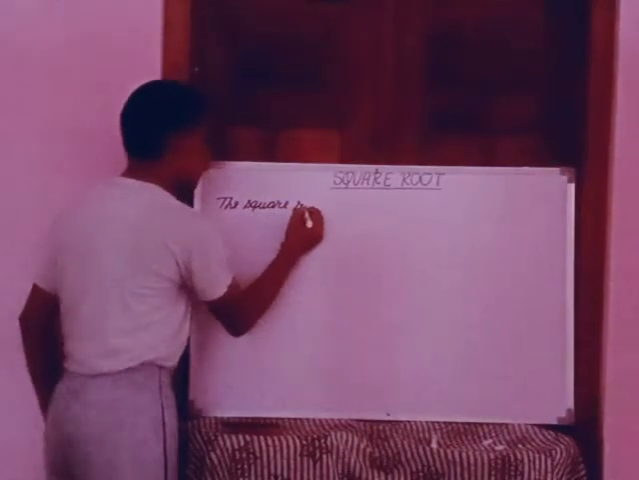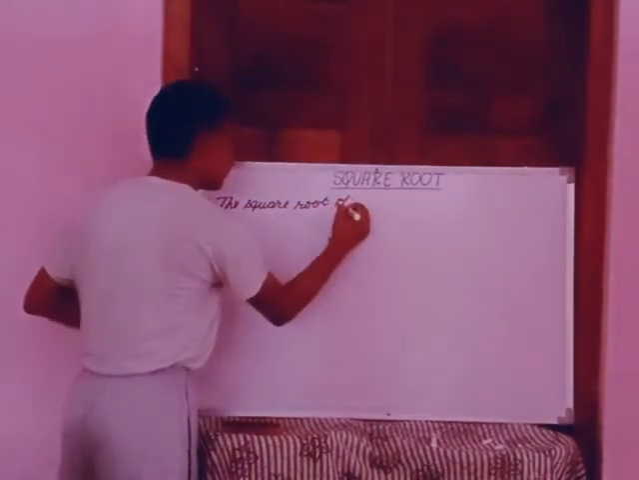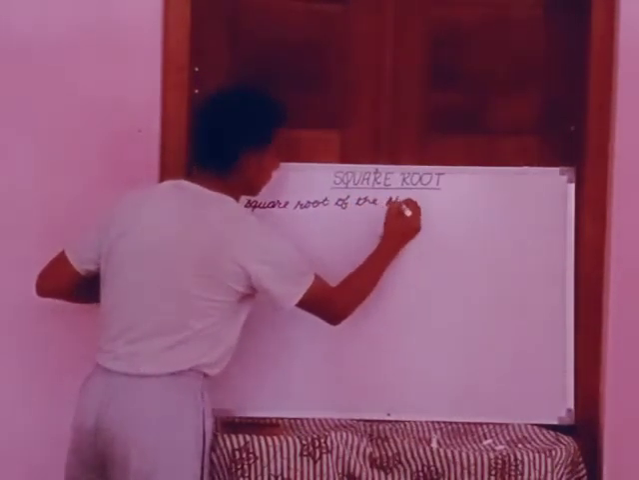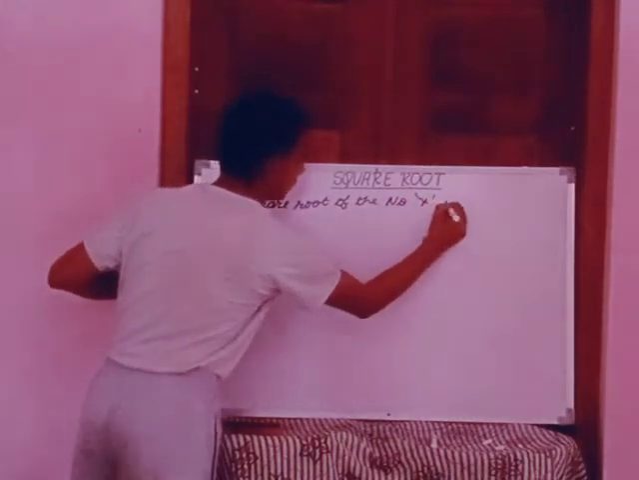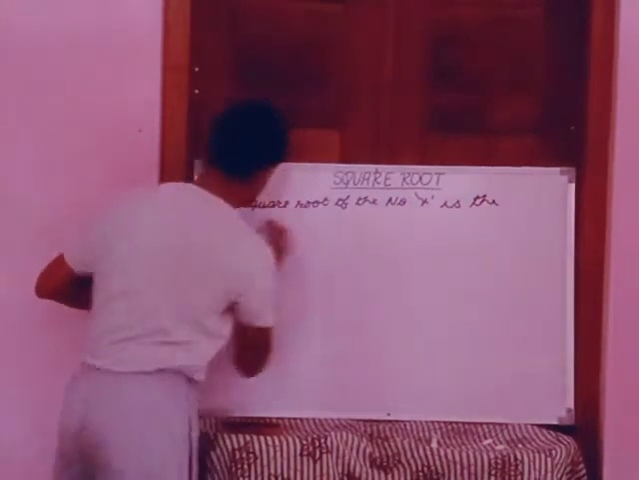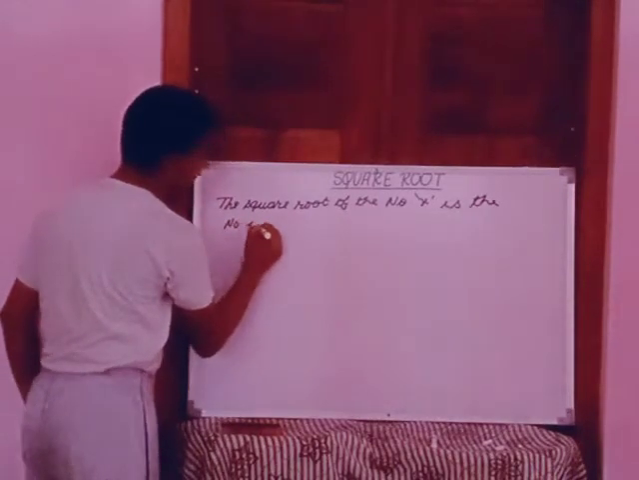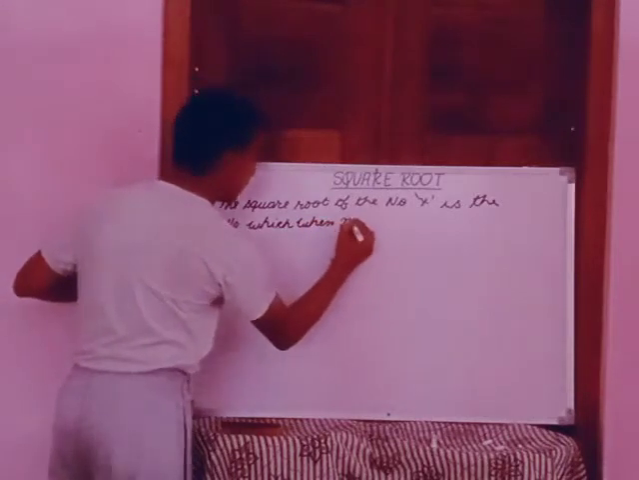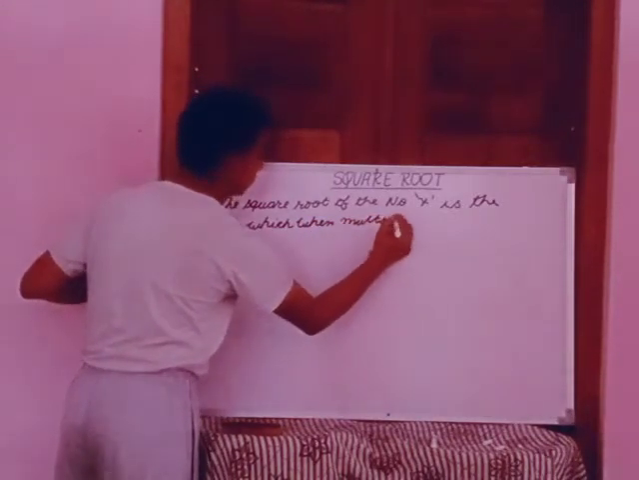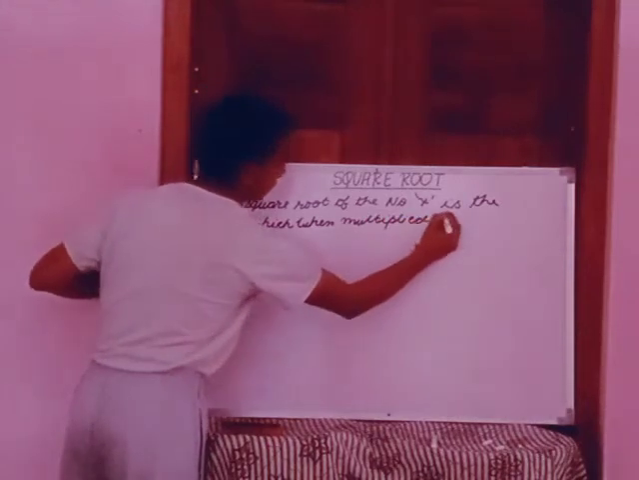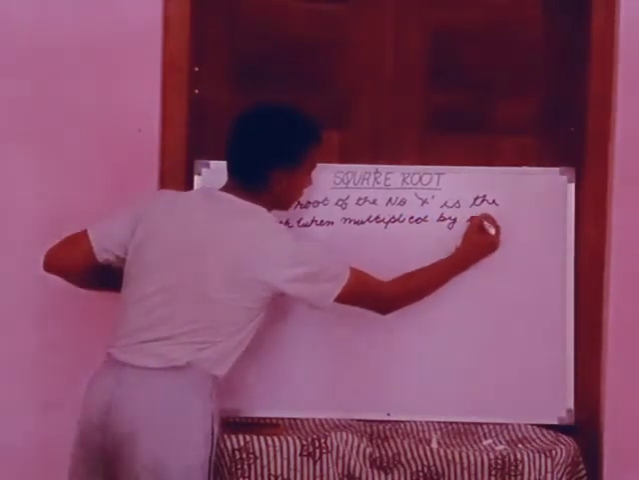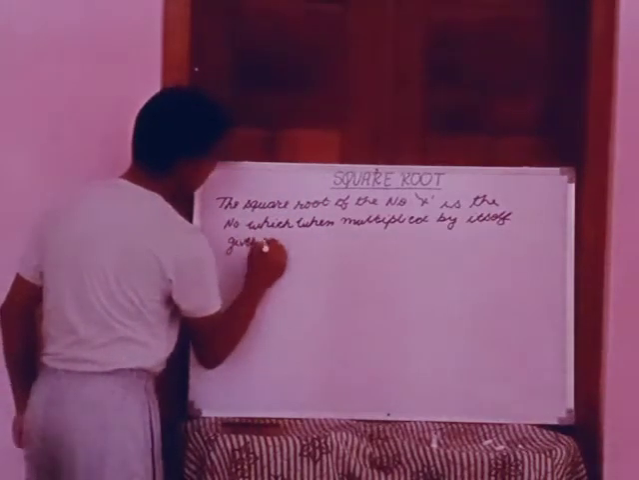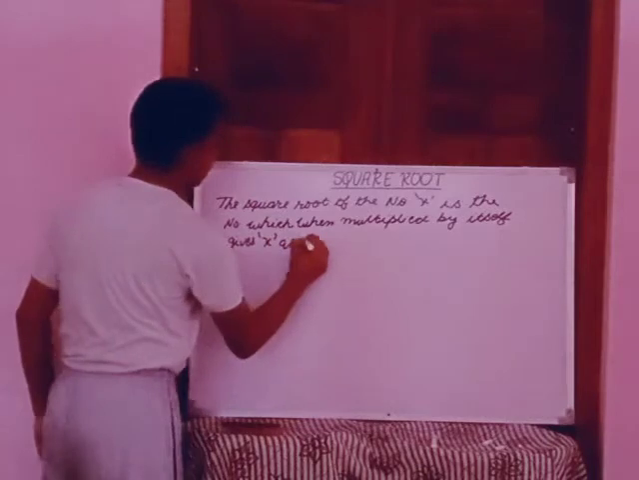The square root of the number x is the number which, when multiplied by itself, gives x as the product.